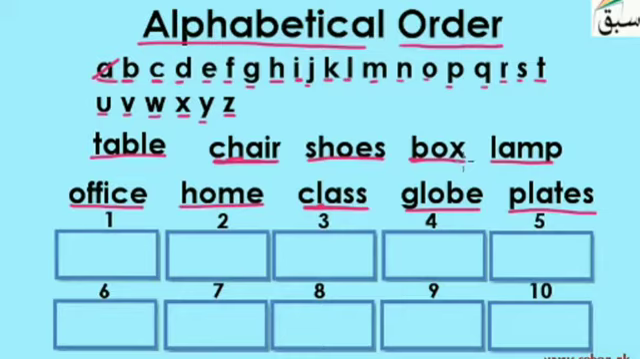But let us circle this word and we will read if there are more words with B: lamp, office, home, class, globe, plates. No, no word is there. So we will write this word box in the first box.